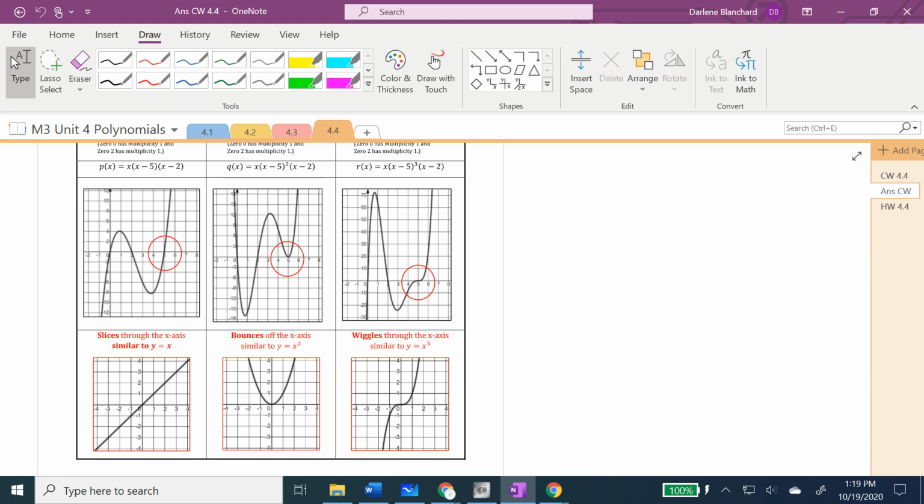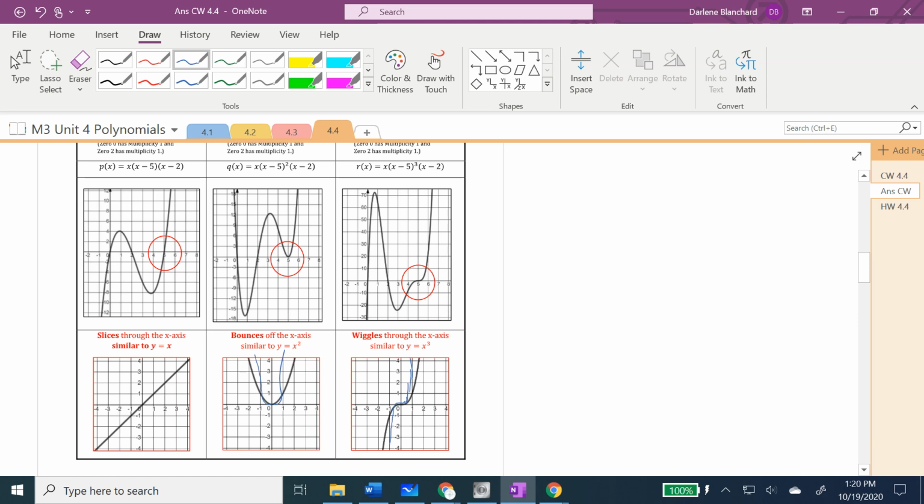And if I continue to go up in multiplicity, do you see the pattern? If my multiplicity is 4, then it's going to bounce off more like x to the 4th, and that's a terrible drawing, but I'm hoping you get the idea. If it's a multiplicity 5, it's going to wiggle through, but it'll be a tighter wiggle, shall we say.